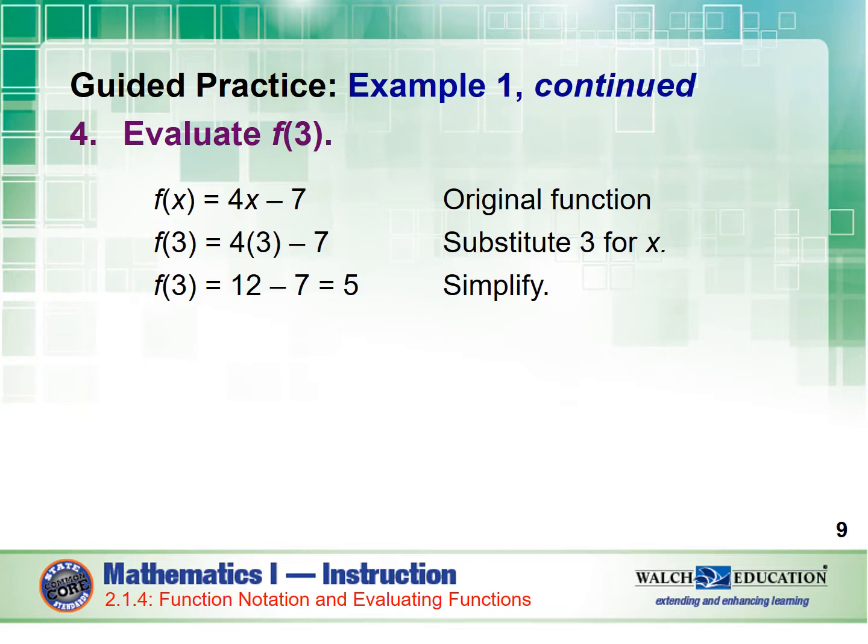Okay, next we've got the number 3. Everywhere we see an x, we're going to plug in the number 3. 4 times 3 is 12. 12 minus 7 is 5. f of 3 is 5. For 4, everywhere you see an x, you're going to plug in the number 4. So f of 4 equals 16 minus 7 equals 9.